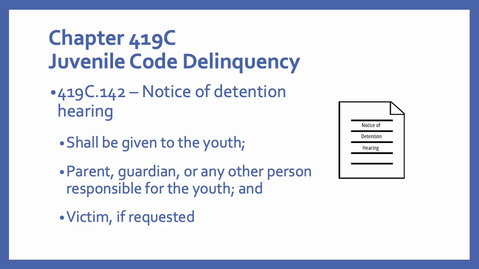If the parent or guardian or the other person cannot be found and personally notified prior to the hearing, a written notice of the hearing shall be left at the residence, if known, of a parent or guardian or other person. So again, this is a shall. It is not if we want to give them a notice or not. We are required to give them notice. And if we cannot find them, we have to leave a notice at their residence.